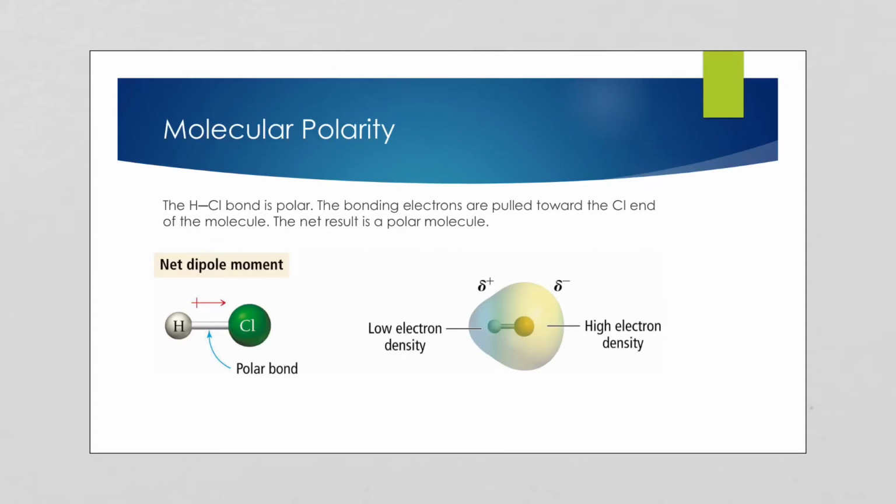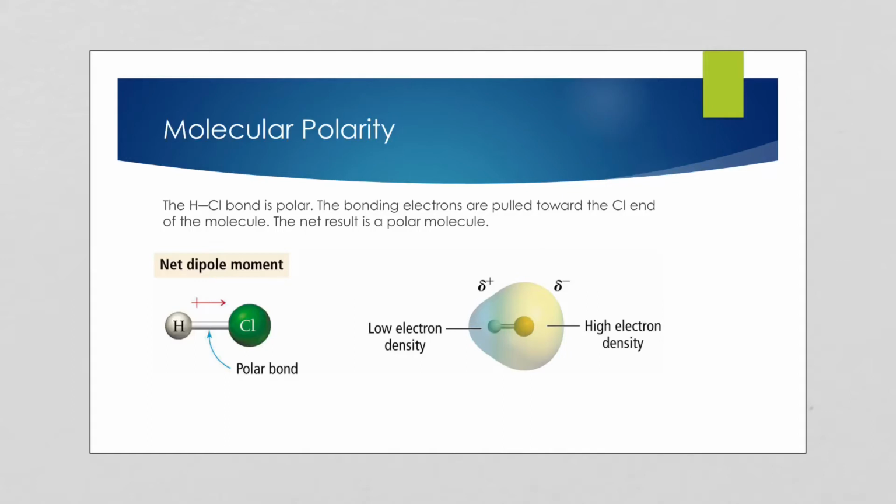So if we remember from last chapter, we talked about polar bonds and how we used electronegativity as the primary way that we can determine whether a bond is polar. Well, how do we expand that to a molecule and determine if a molecule is polar? Well, a polar bond is part of that structure. So let's look at what we mean here.